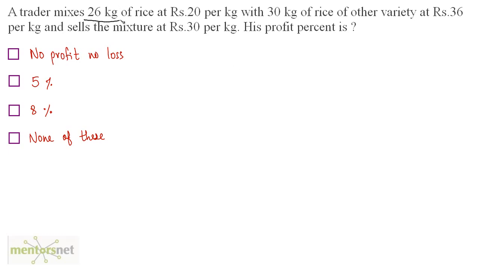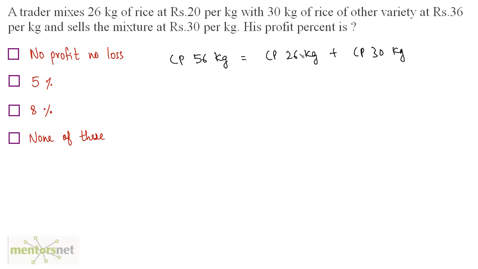Well, we have 26 kgs of rice mixed with 30 kgs of rice. So in all, we have 30 plus 26 kgs of rice. So we have 56 kg of rice. Now we can calculate the cost price of this 56 kg of rice, which is equal to the cost price of 26 kg plus the cost price of the rest of 30 kg, which is of other variety. So cost price of 30 kg.